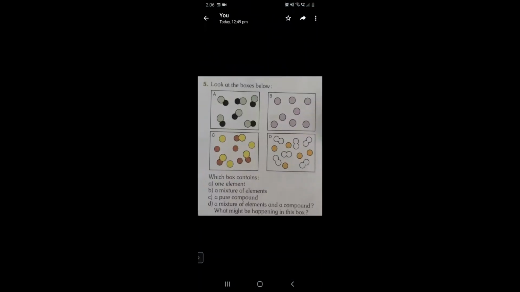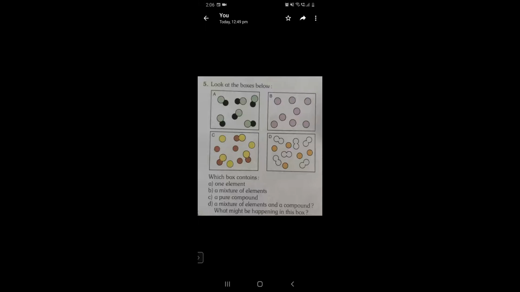My question is this. Tell me about box B. Do you think it is an element, a mixture of elements, a pure compound, or a mixture of elements and a compound? It's one element because they're the same type of particles over there. Same atom, right? Same atom, so therefore same type of particles. You're right, same type of particle.